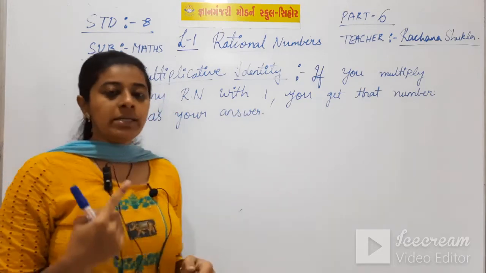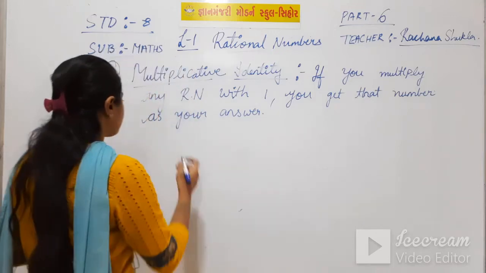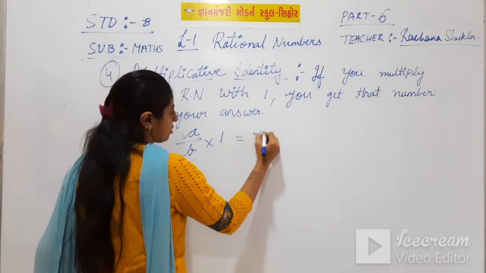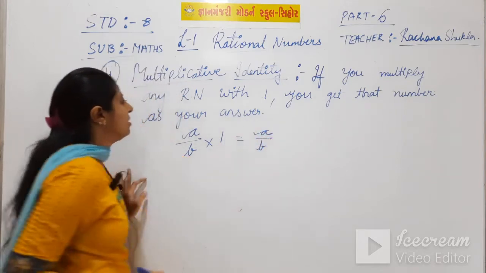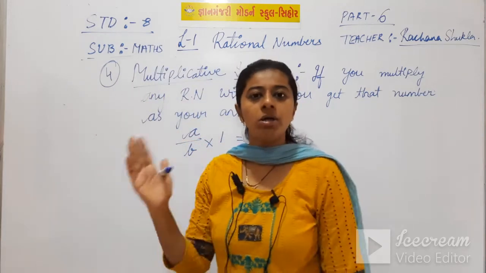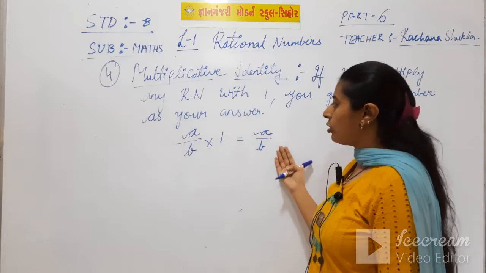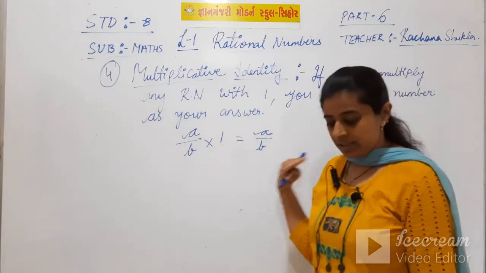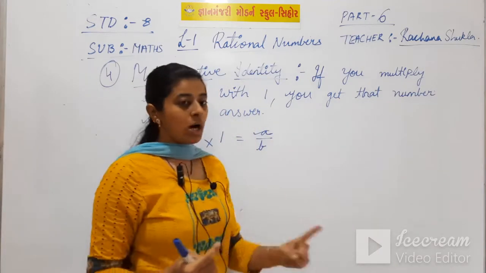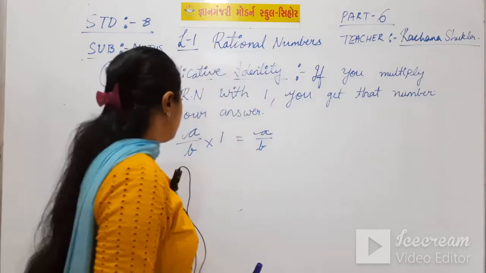Thus, 1 is the multiplicative identity in multiplication. The formula is a upon b into 1 equal to a upon b. If you multiply any number, either positive number or negative number, with 1, your answer will always be that number. This is the multiplicative identity. Thus, 1 is called the multiplicative identity.